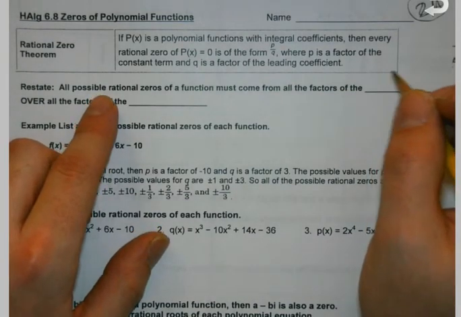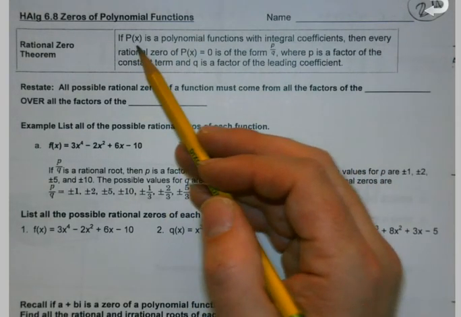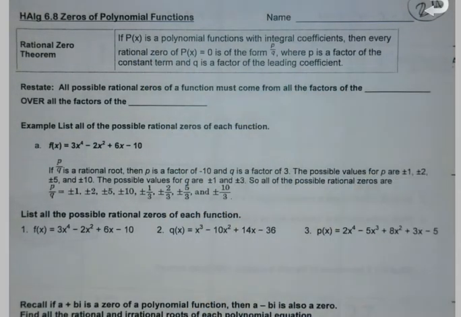If we're going to talk about it in foreign language, in mathism: if p of x is a polynomial function with integral coefficients, then every rational zero of p of x equals 0 is of the form p divided by q, where p is a factor of the constant term and q is a factor of the leading coefficient. Okay, let's decipher this into English.